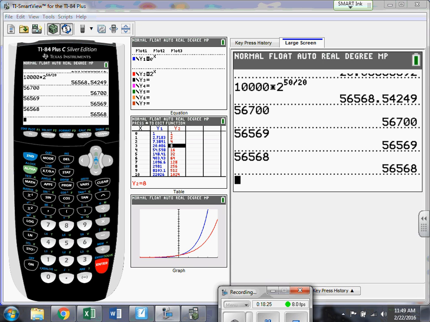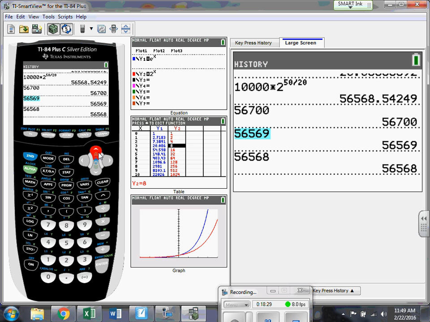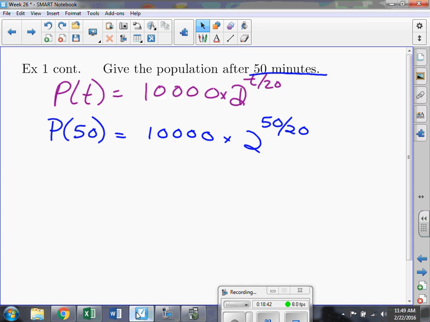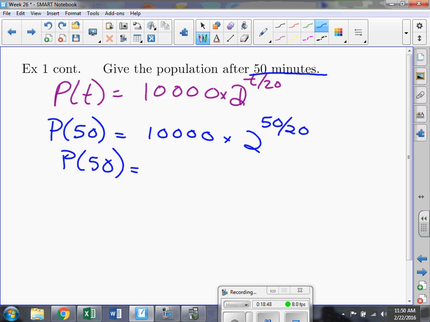Also going to make a correction. A couple people noted, I just took a student's answer on this one and didn't even bother to look at it. It's not 56,700, it should have rounded to 56,600. I wasn't paying attention to the numbers and didn't catch it. So on this one, the population at time 50 is 56,568.